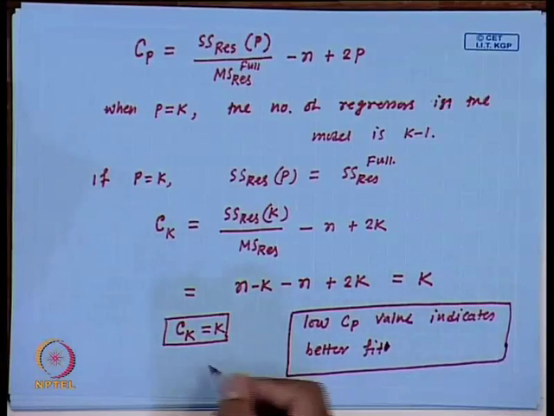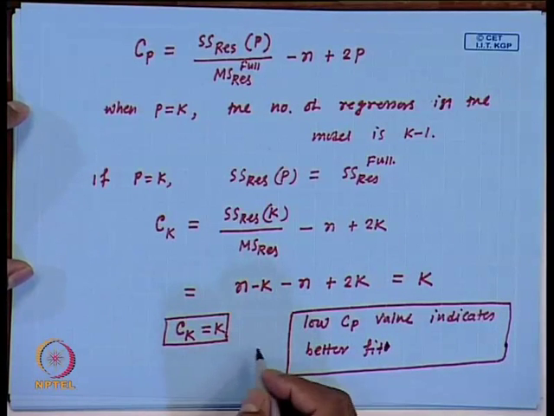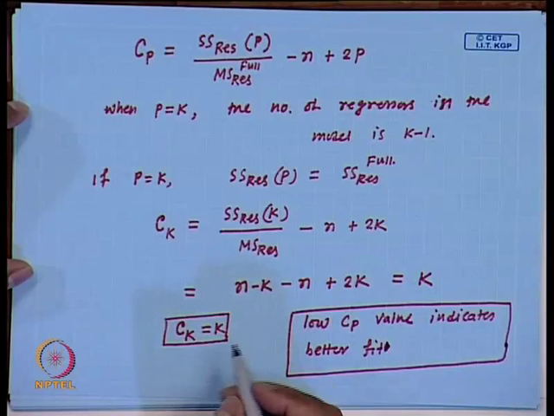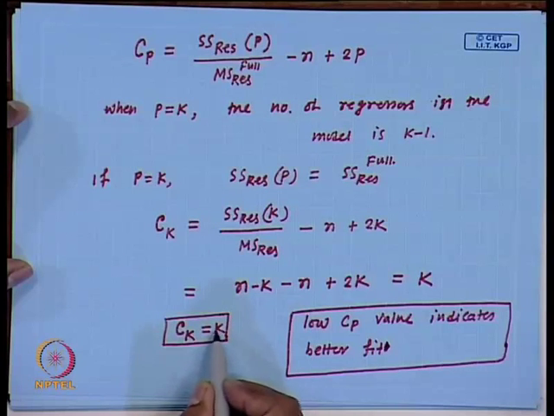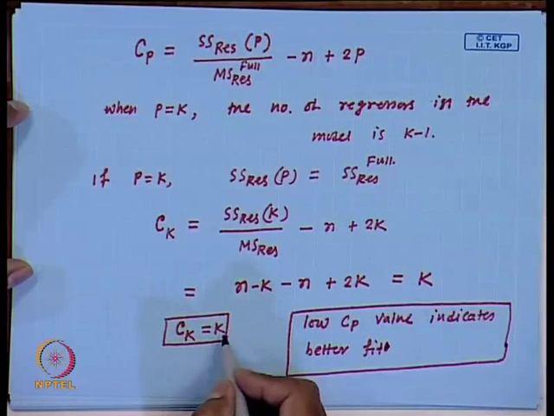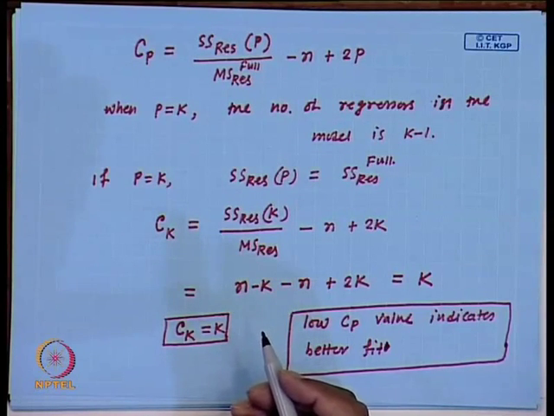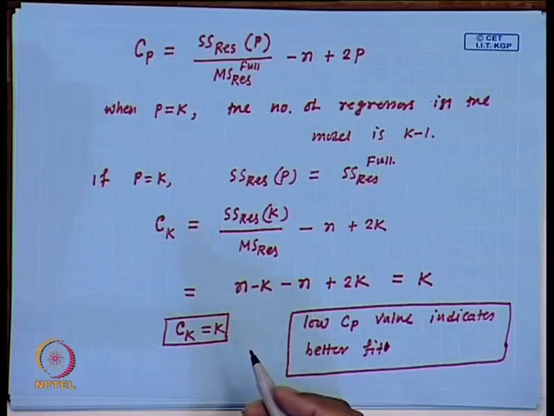So, our selection criteria for the model here is that, of course, a small value of Cp is desirable, and also the Cp should be close to p. If Cp is equal to p, that means the model involving p minus 1 regressors is almost equivalent to the full model.